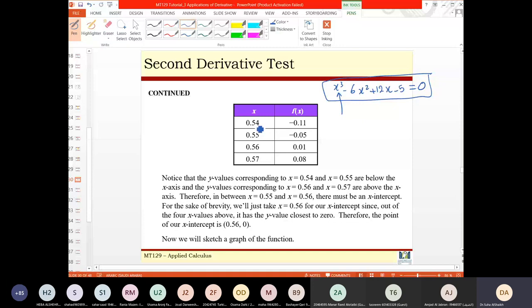So f of it is minus 0.11, very close to the 0. They try the x to be 0.55. F of x will be minus 0.05, closer to the 0. They try it to be 0.56. It's 0.01. I get closer a little bit. 0.57, it will be 0.08. I'm going farther. So we stop here and say this is the closest I get. So when the x is 0.56, I'm almost reaching the 0. I can round it almost to the 0.